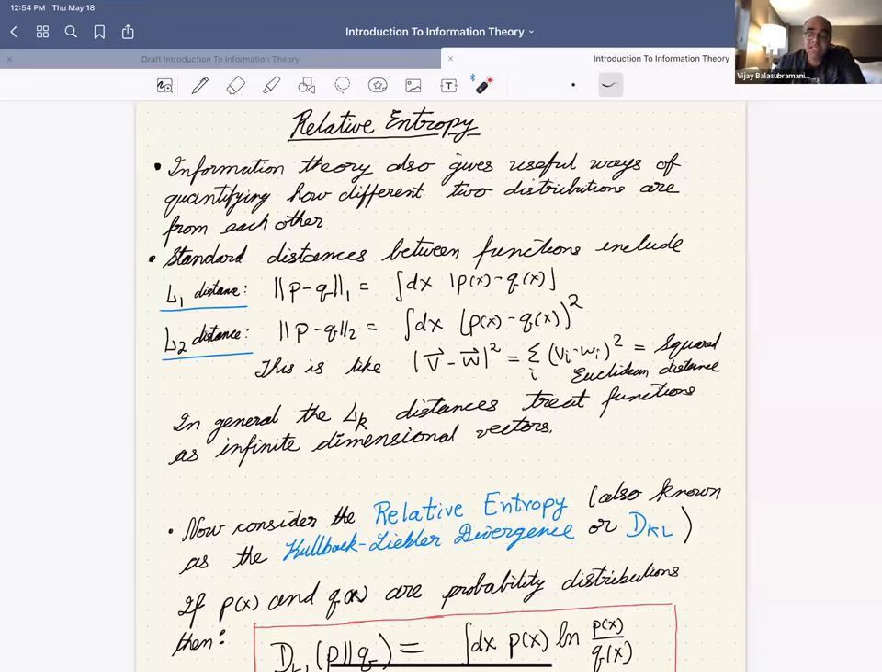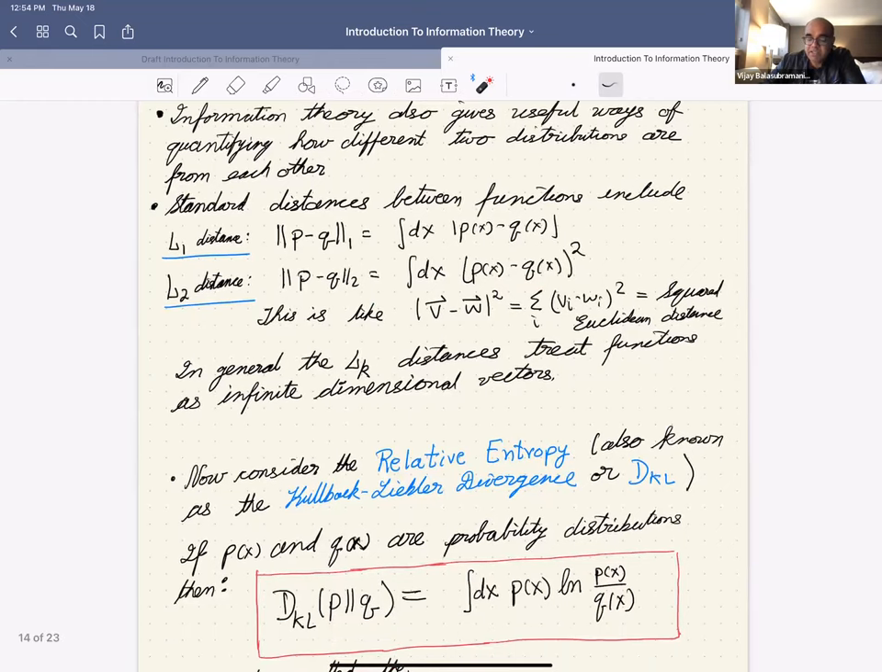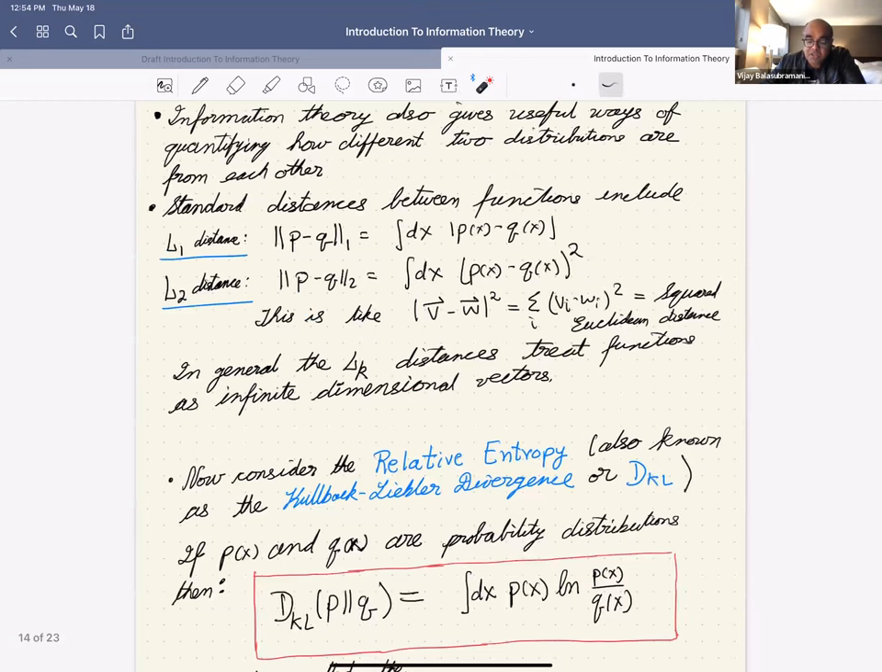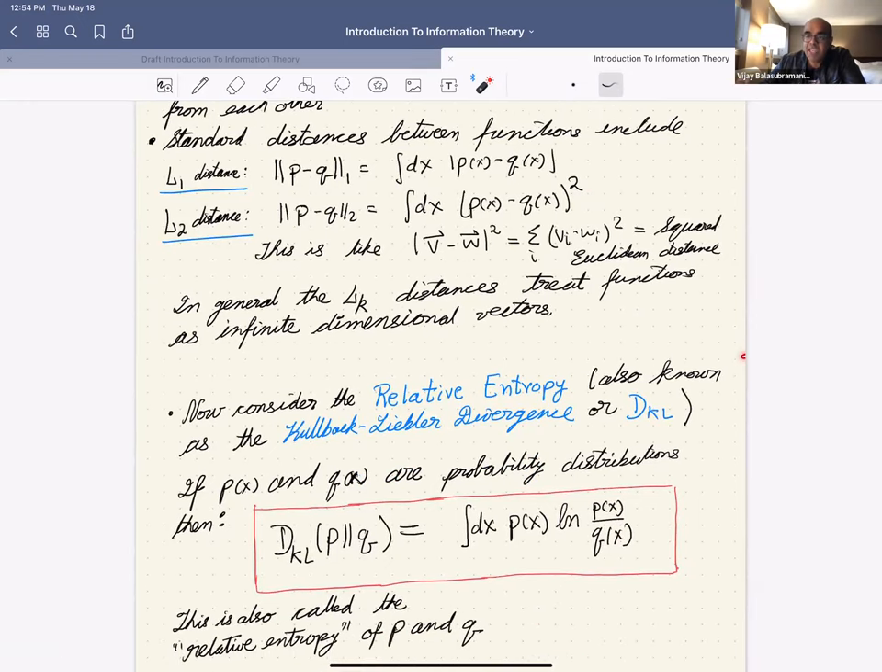There are many standard ways of quantifying differences between functions, or distributions. For example, famously, there's the L1 distance, where you take the difference between your two functions or distributions, take the absolute value, and add it up. There's the L2 distance, where you take the difference, square it, and add it up. Basically, all of these distances treat functions as infinite dimensional vectors. But there is another quantity called the relative entropy or Kullback-Leibler divergence, which information theory teaches you is a good measure of distance or difference between distributions. And this thing appears again and again.